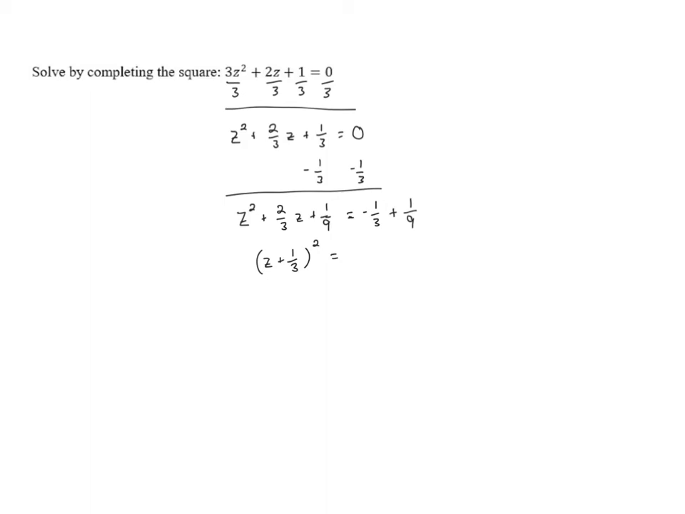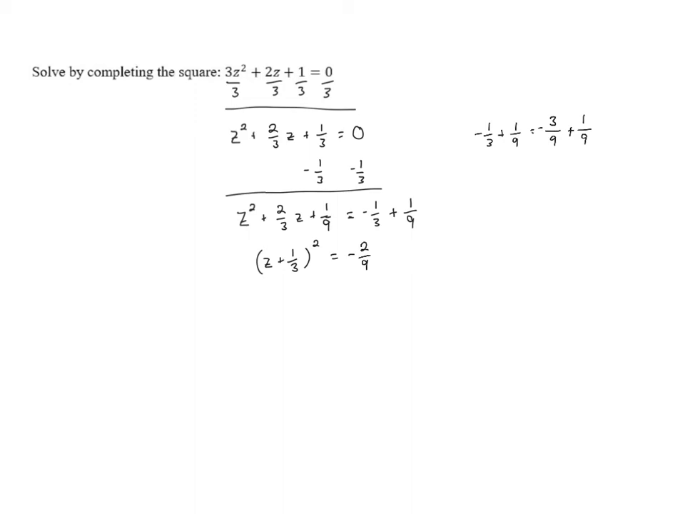And on the right-hand side, we're going to need to find a common denominator to add those fractions. When we take negative 1/3 plus 1/9, the common denominator is 9. Negative 1/3 is equivalent to negative 3/9. And then we have plus 1/9. And when we add those together, negative 3/9 plus 1/9 is going to be negative 2/9. And now that we have something squared equals a number, we can apply the square root property.